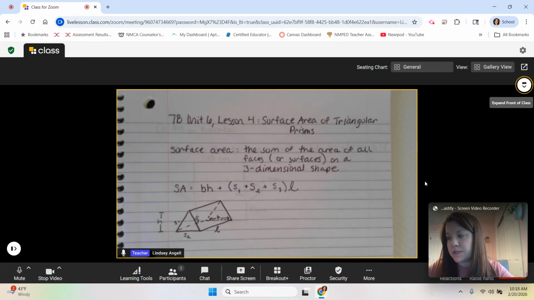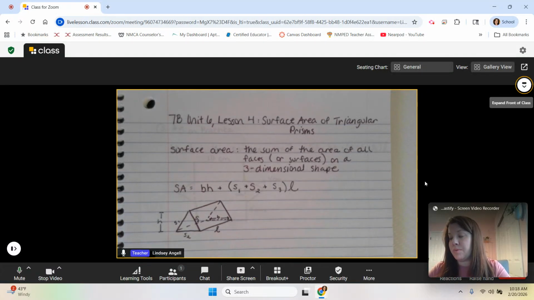Just as a reminder, surface area is the sum of the area of all faces or surfaces on a three-dimensional shape. That's the definition taken from your lesson. Slightly different than our last definition, but same thing. Again, think wrapping paper, covering a present perfectly.